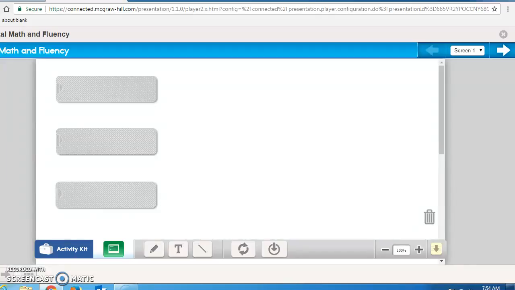Lesson 5.5, Adding Tenths and Hundredths. The main focus of this lesson is for you to write a number model with an unknown. You're going to be able to discuss different methods for adding tenths and hundredths. And finally, you're going to write equations to solve addition problems with unlike denominators. But first, we're going to start with our mental math and fluency.